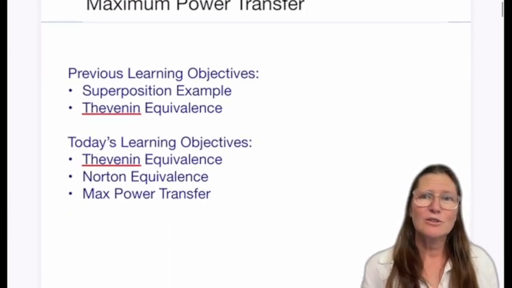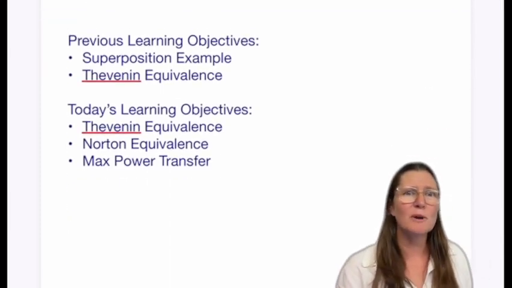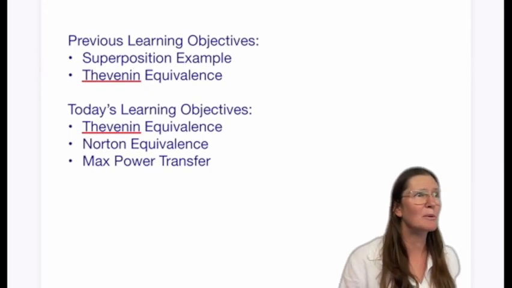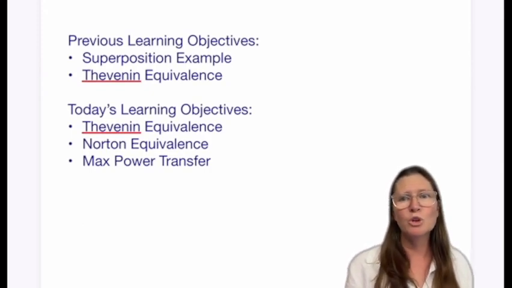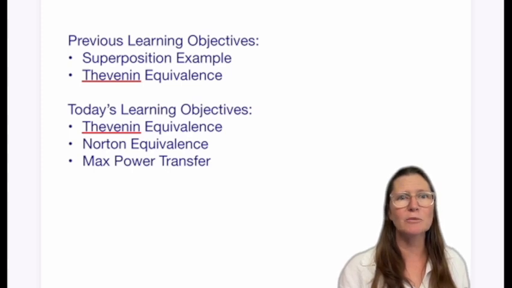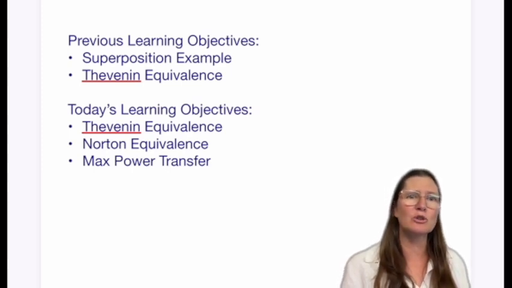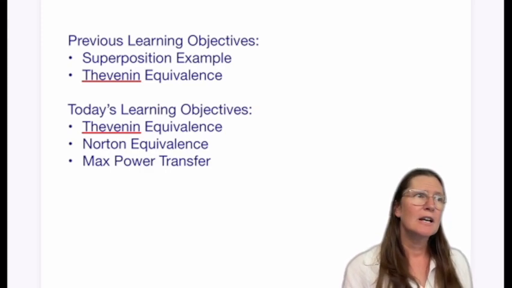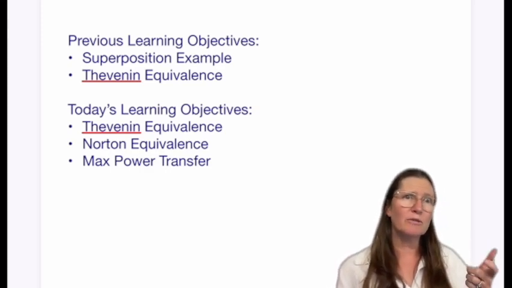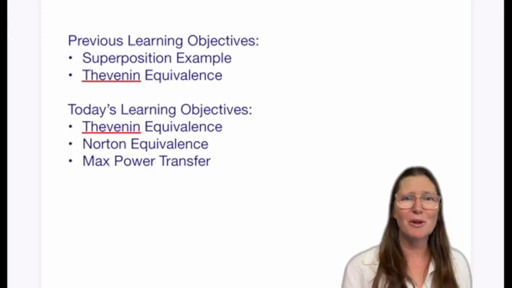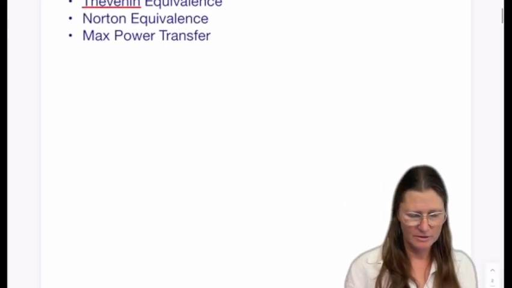Okay, so last time we talked about superposition, and then we started talking about the Thevenin. We'll go back and review the Thevenin quickly, and then I'm going to introduce you to the Norton equivalents, which is another type of equivalent circuit, and then we're going to talk about the max power transfer.